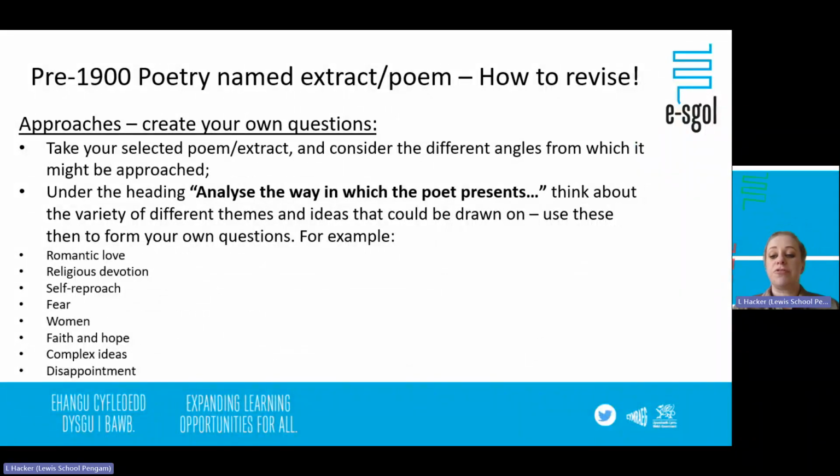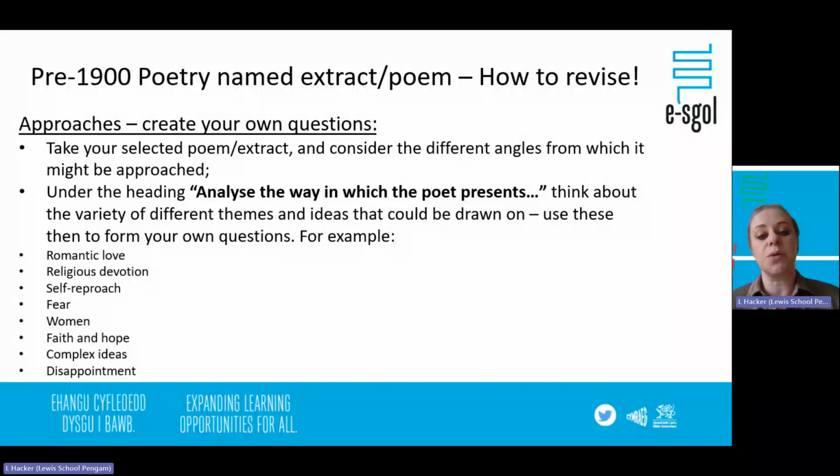Okay. How to revise again then? Approaches: creating your own questions. Okay, so take your selected poem or extract and consider the different angles from which it might be approached. So a great way to revise is to actually create our own questions. Again, when you look at some of the past questions, you will see that they are often written in exactly the same way year after year. So you can begin to predict how the question will be worded. And a great way to revise that is to actually create your own questions.